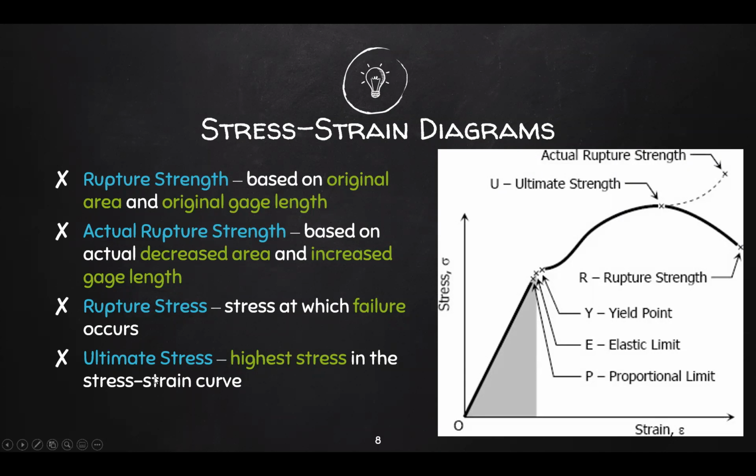Next, rupture stress and ultimate stress. Rupture stress is stress at which failure occurs. Then ultimate stress is the highest stress in the stress strain curve. As you can see, it's the highest point. So ultimate strength is equivalent to ultimate stress. So ultimate stress, the highest stress your material can handle. Therefore, it's also its strength. Now, ultimate strength is the maximum stress that a material can withstand before it breaks or weakens.